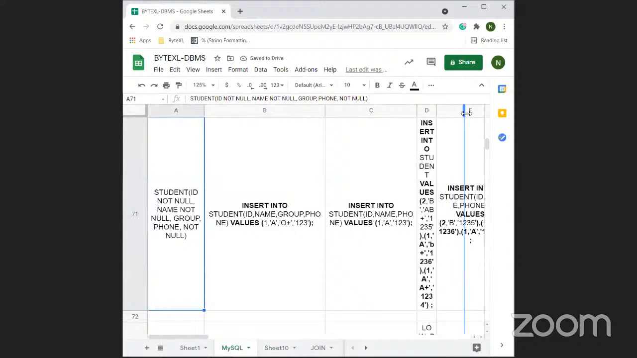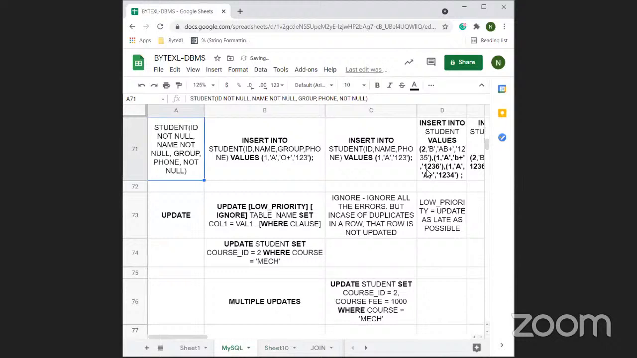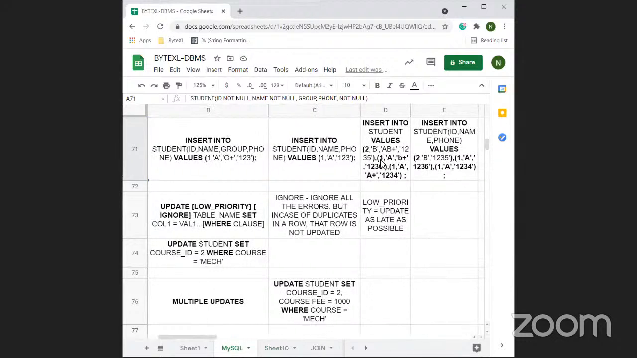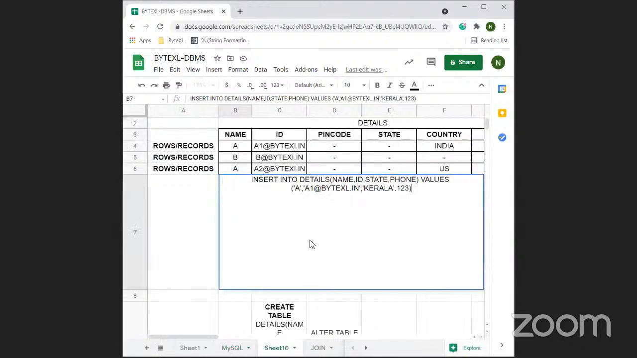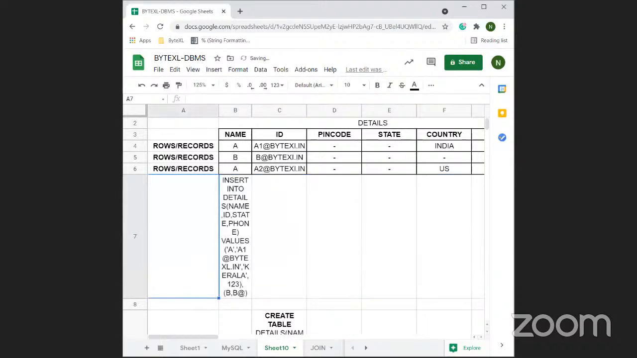If you want to enter multiple values, this is the syntax you have to use. We can actually give all the values at a time. Just give values and comma separated values you can give. So in the same example, then in the second place, just give name of B, his or her B at the rate of bytexcel.in. Like this, we will be entering multiple values.